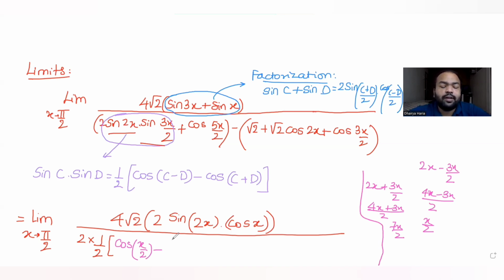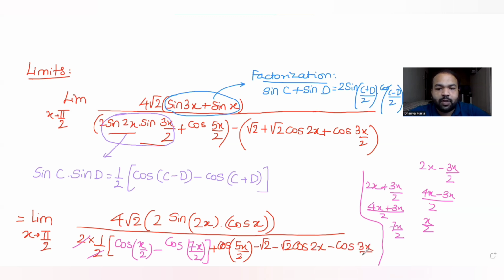So here I get cos of 7x by 2. This was multiplied by 2, so the 2 and the half get cancelled. After that, we have our remaining terms as cos of 5x by 2 minus root 2 minus root 2 cos 2x and minus cos of 3x by 2. So these are our entire terms now.